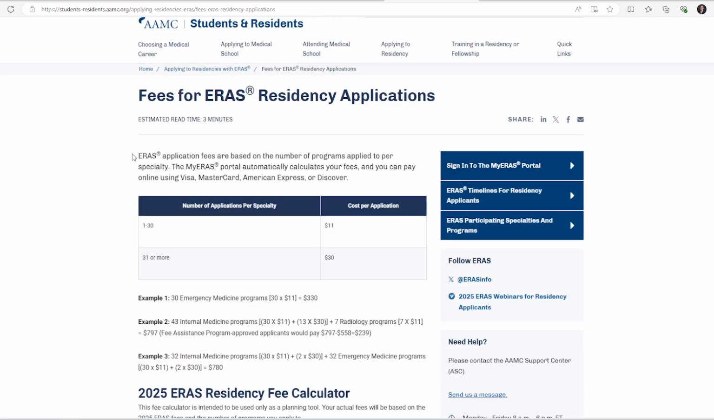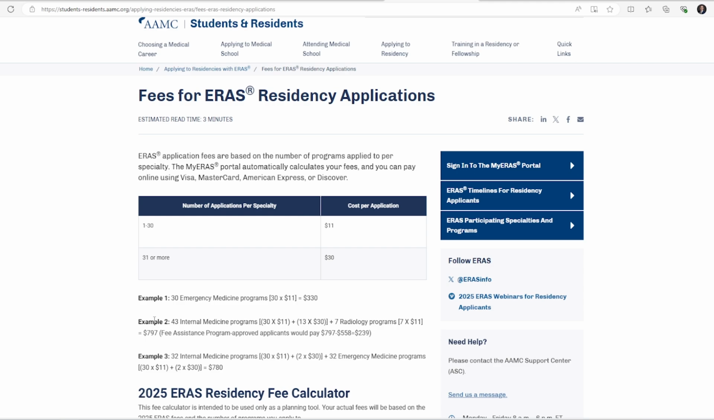Because if you look at this page of fees for the ERAS application, you can see that for the first 30 programs, you pay $11 per application. So if you submitted 30 applications, that would be $330. But every program after number 30 will be costing you $30 per program.